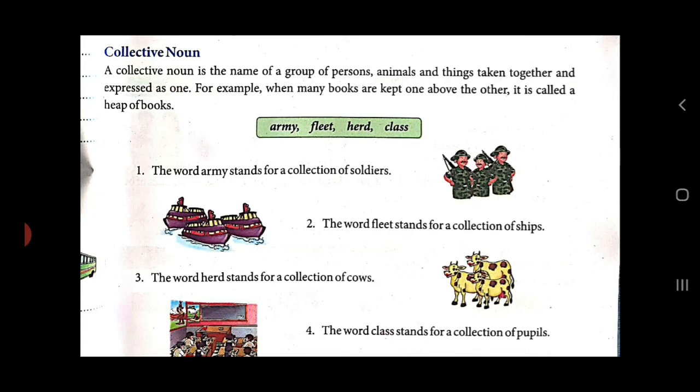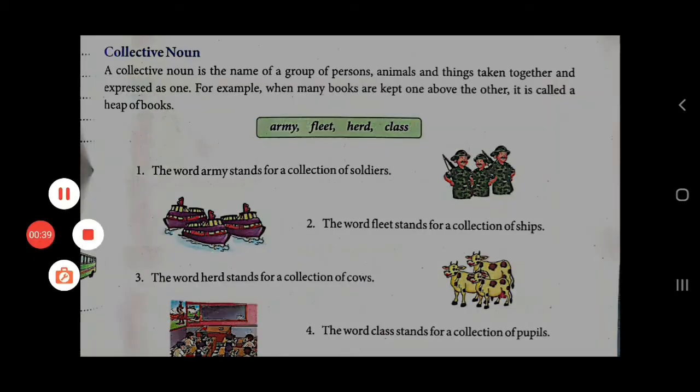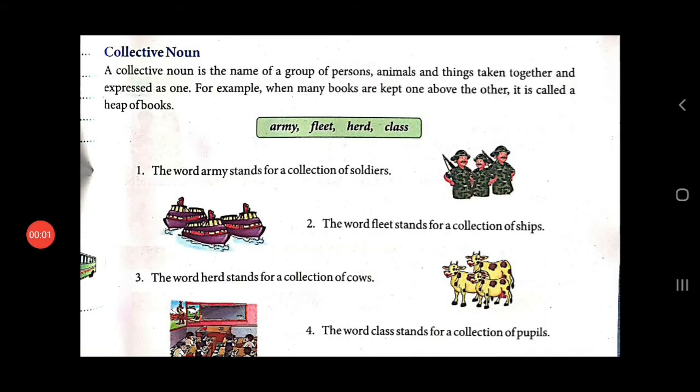For example, you can see an example is given over here. When many books are kept one above the other, it is called a heap of books. Children, here they have given you an example that many books are there and they are lying one above the other, okay? Then what will you call that particular group of books? A particular name is used for that, that is heap of books, okay? So that is the collective noun.